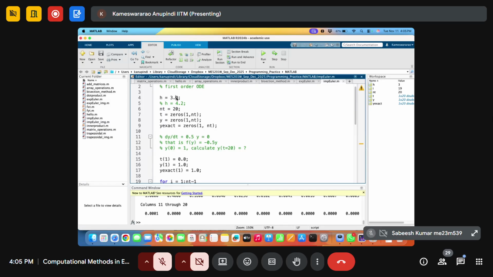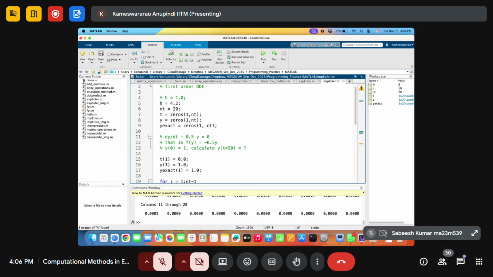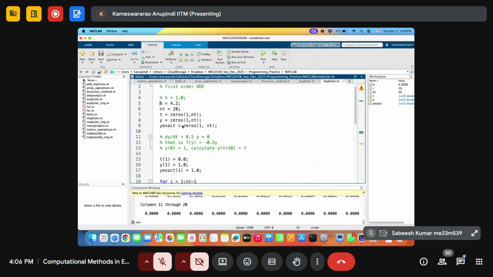Let us try to put h equals maybe 4.2 and see what will happen. This is now above the stability limit prescribed by the explicit Euler method. But as we know, implicit Euler is unconditionally stable. So as a result, this should produce a result that may not be accurate, but it still should be bounded. It cannot be unbounded. So I think this seems to be good.